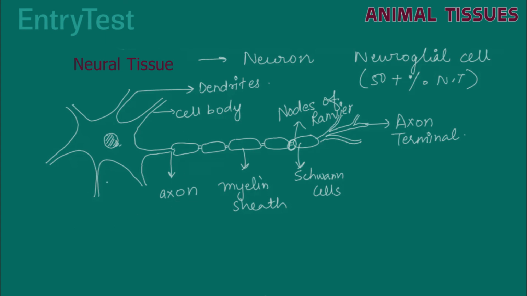So this video has basically covered the basics of each of these four different kinds of tissues that are found in an animal body, and we'll be discussing these tissues in detail once we cover the different organ systems.